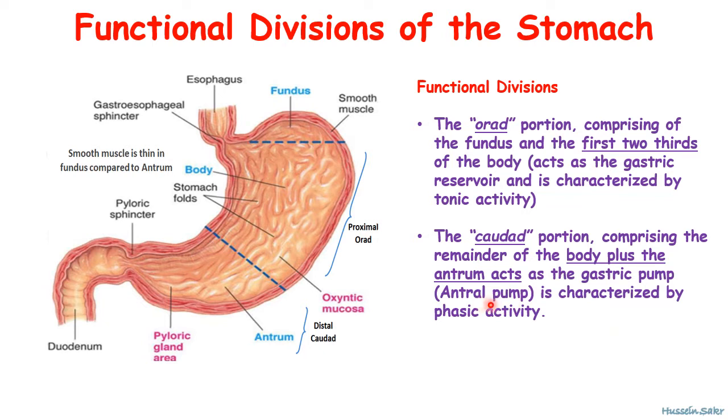the antral pump. The proximal part is characterized by its tonic activity, while the distal part is characterized by its phasic activity. So again, we have the proximal part of the stomach, which allows the stomach to act as a reservoir due to thin musculature in its wall, while the distal part is provided with thick musculature, allowing this part of the stomach to produce pumping of the contents, or emptying of the gastric contents into the duodenum.